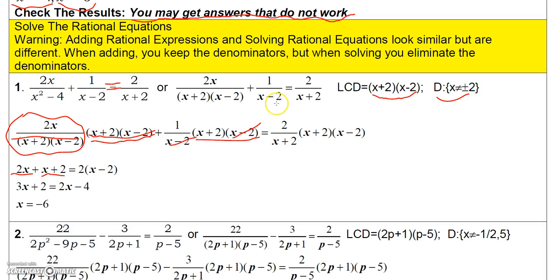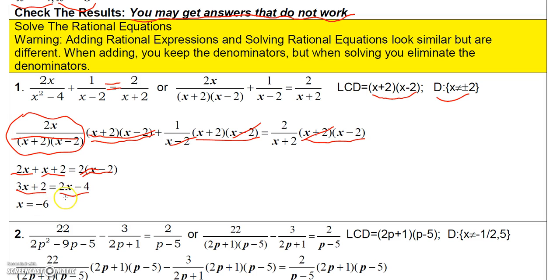And then on the other side of the equal sign, I'm going to multiply 2 over x plus 2 times x plus 2, x minus 2. And here the x plus 2's will cancel, and so I'll get 2 times x minus 2 on the other side. So anyway, now I can multiply this out. 2 times x minus 2 would be 2x minus 4. And then over here I can combine like terms and I get 3x plus 6.